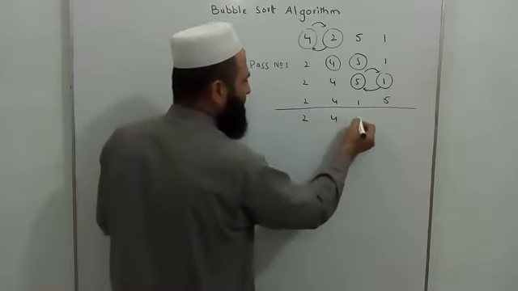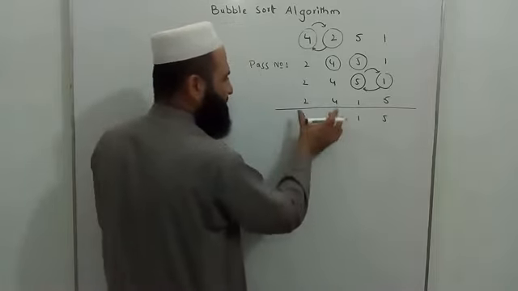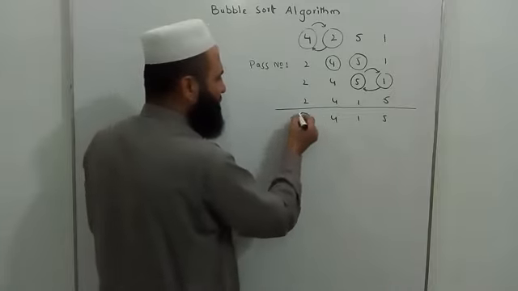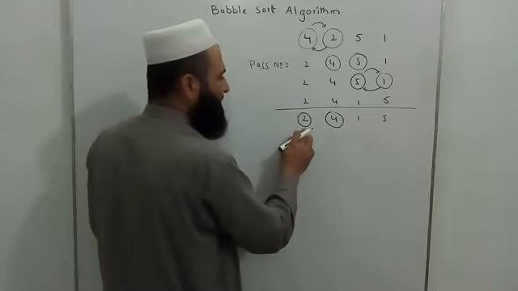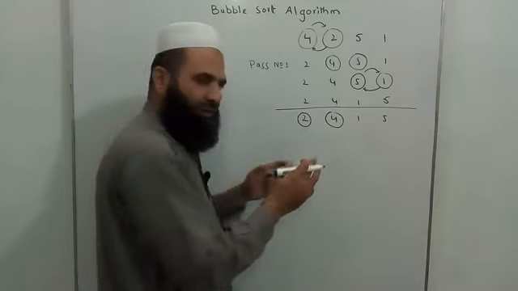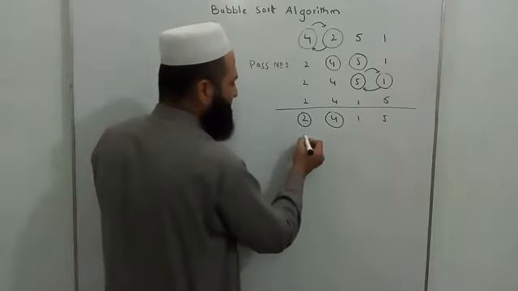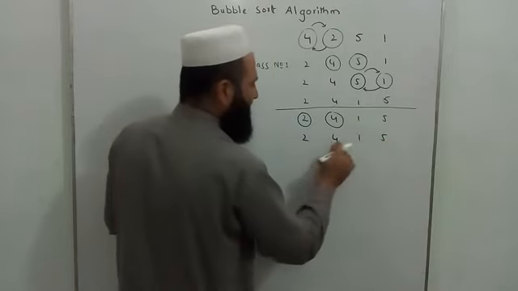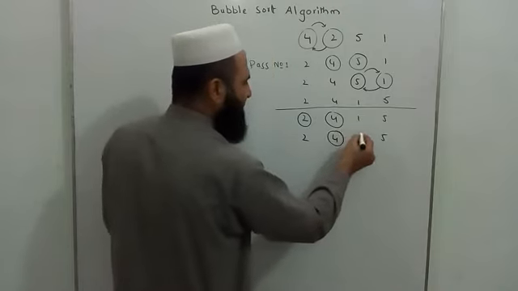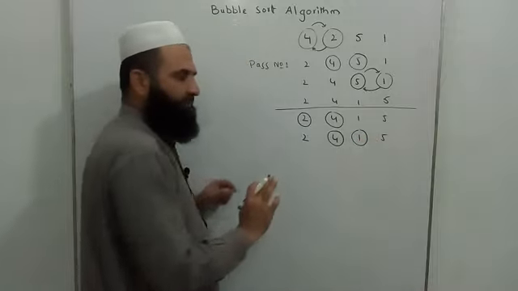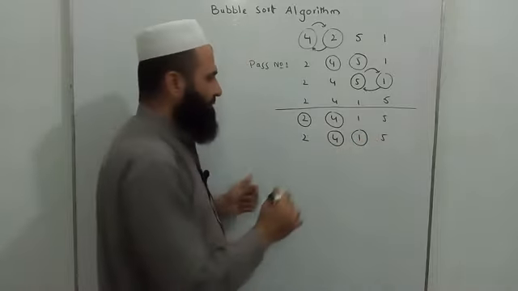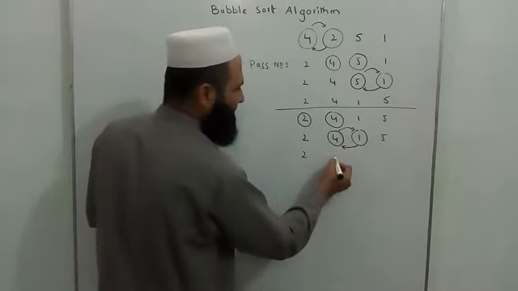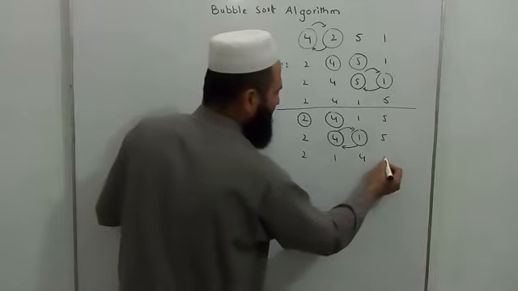Again, we have 2, 4, 1 and 5, which is the result of the first pass. We again begin with the first number in the sequence, 2 with 4. As 2 is not greater than 4, we will not swap the two numbers. The resultant sequence is 2, 4, 1 and 5. Now we move to the next number in the sequence. 4 will be compared with 1, and because 4 is greater than 1, we will swap the two numbers. 4 is swapped with 1, so the resultant sequence is 2, 1, 4 and 5.